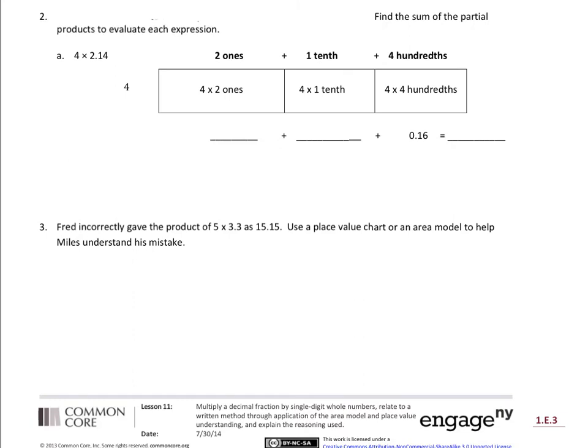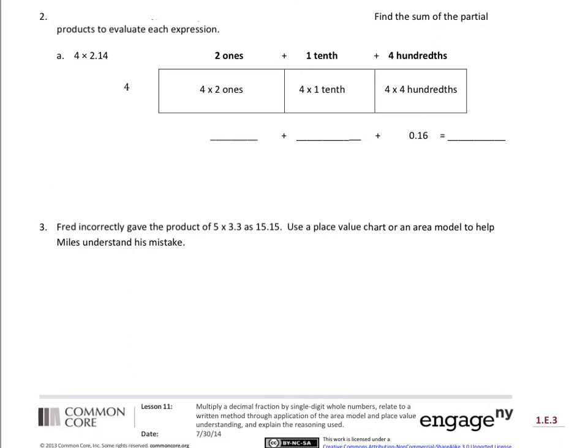Number 2 says, find the sum of the partial products to evaluate each expression. The question says 4 times 2 and 14 hundredths. If you take a look here, they have a little bit of a table for you. And inside the table, it says 4 times 2 ones, 4 times 1/10, and 4 times 4 hundredths. The first 4, of course, represents the 4 that you're going to be multiplying by the decimal. Then they broke down each number. The 2 is in the ones place, the 1 is in the tenths place, and the 4 is in the hundredths place. Now we need to actually go through and multiply each part.